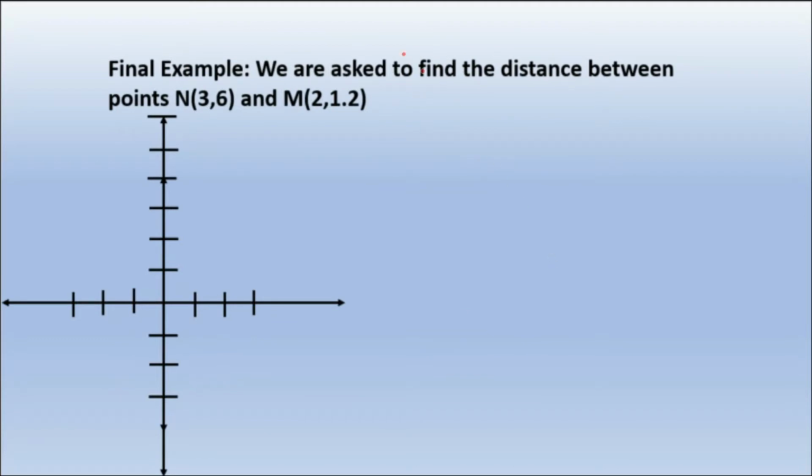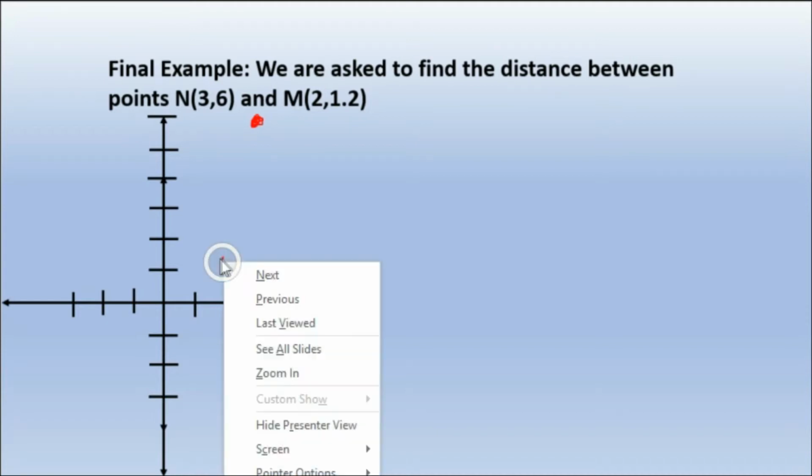Okay, so for our final example here, we're asked to find the distance between points N, which is (3, 6), and M, which is (2, 1.2). So first, let's plot those points. N is over 3, and then up 6. All right. And then M is over 2, and then just up shy of 1, like right here.